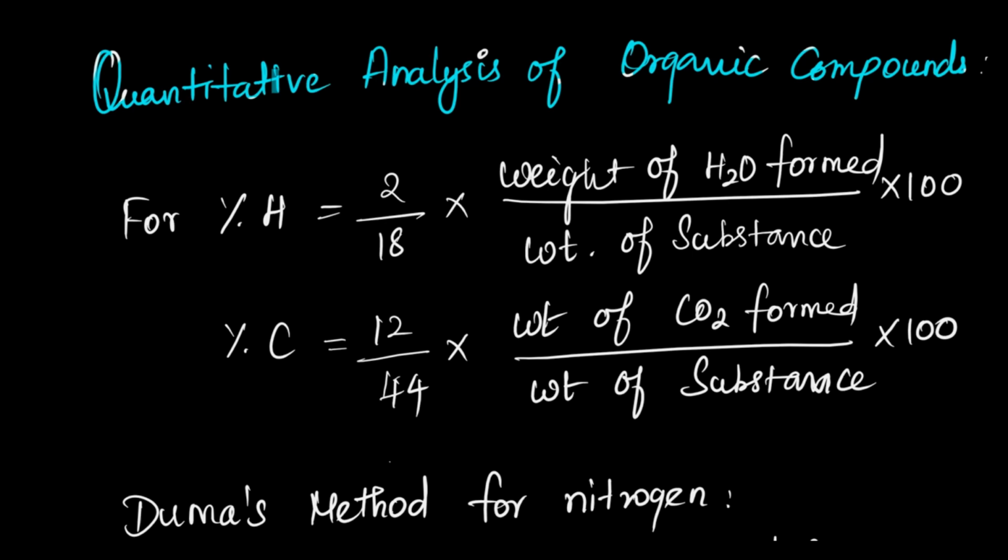Quantitative analysis of organic compounds. Here I have listed all those formulas. For hydrogen, 2 by 18 into weight of H2O formed, divided by weight of the substance, into 100. Here, note one point.